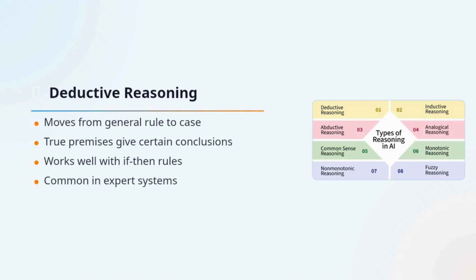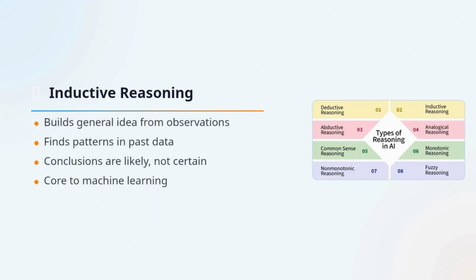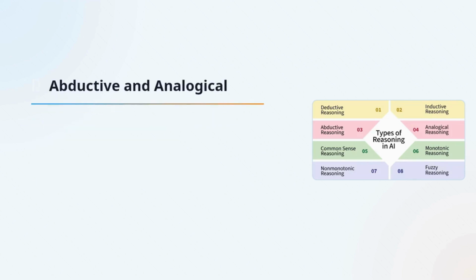medical diagnosis tools. Inductive reasoning works in the opposite direction compared to deduction. Here, AI observes many specific examples and then forms a general conclusion based on patterns. The conclusion is not guaranteed, but it is often very useful and probable. This is the heart of machine learning systems, such as recommendation engines that suggest content based on your previous behavior.